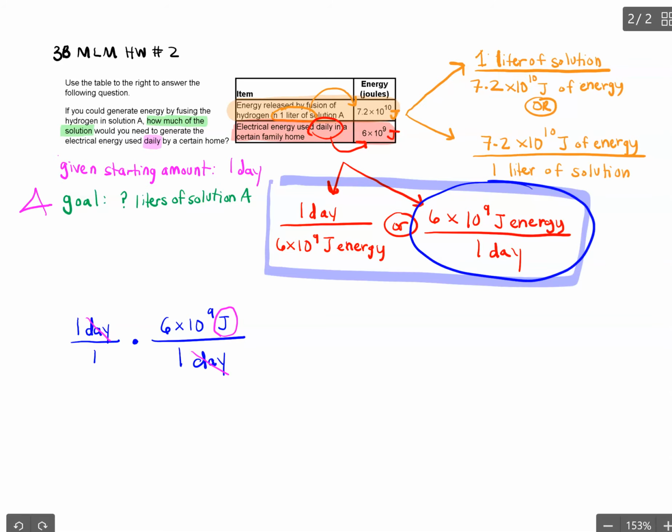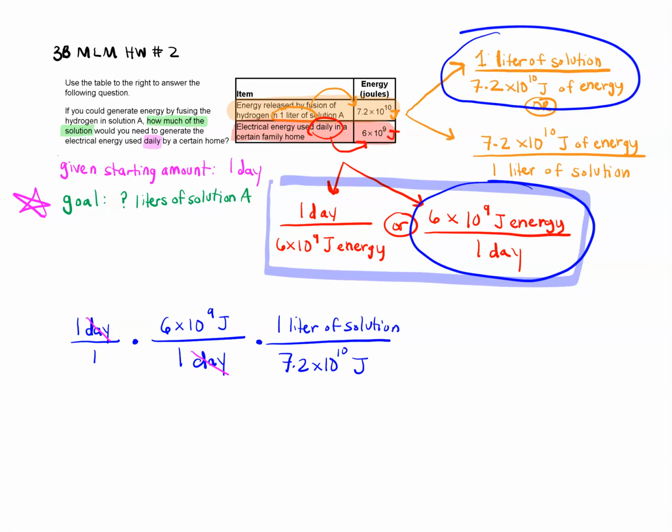And I know I need to get to liters. So I'm going to use one of these conversion factors that compare joules to liters. And since joules is in the numerator, I need to choose the unit conversion factor that has joules in the denominator. Okay, so now my joules in the numerator will cancel out joules in the denominator, and I'm left with liters of solution, and that was my goal. So I know I've set up all of my fractions correctly.